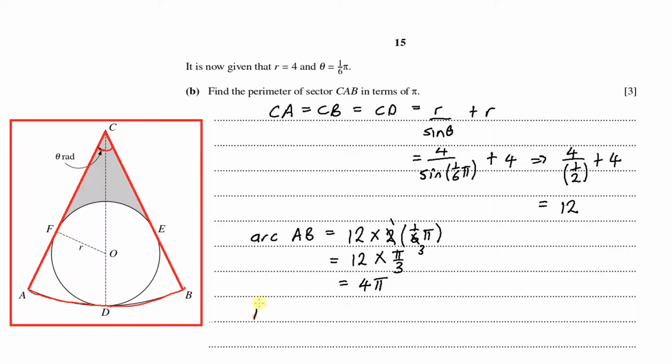So therefore, the perimeter of sector CAB should come out as, adding CA and CB, that's 12 plus 12, and arc AB, that's 4 pi. So we should get the answer as 24 plus 4 pi. And that's how we do it. Let's go to part C.